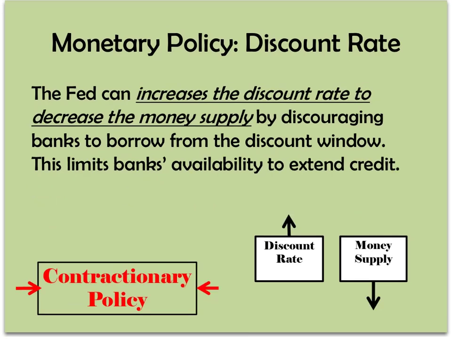Conversely, if the Fed wanted to decrease the money supply, to contract the money supply, it would raise the discount rate, making it more unlikely for banks to borrow at the discount window. And in fact, ultimately, raising rates in general makes money more expensive and therefore more scarce, contracting the money supply.